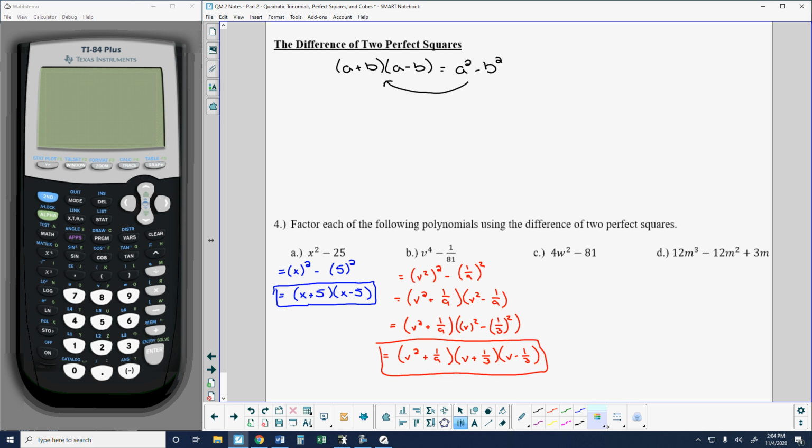Taking a look at C, we're looking for something that's being squared to give me 4w squared. So 2 squared gives me 4, w squared gives me w squared. So 2w is being squared. What squared gives me 81? 9. So now this is going to break down into conjugates of 2w and 9. So 2w plus 9 and 2w minus 9. And these are all examples of perfect squares, when a plus b is being multiplied by a minus b.